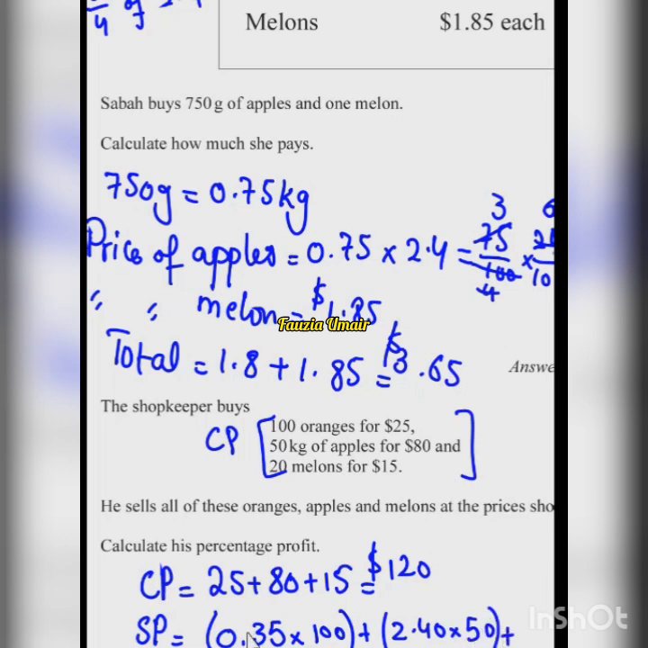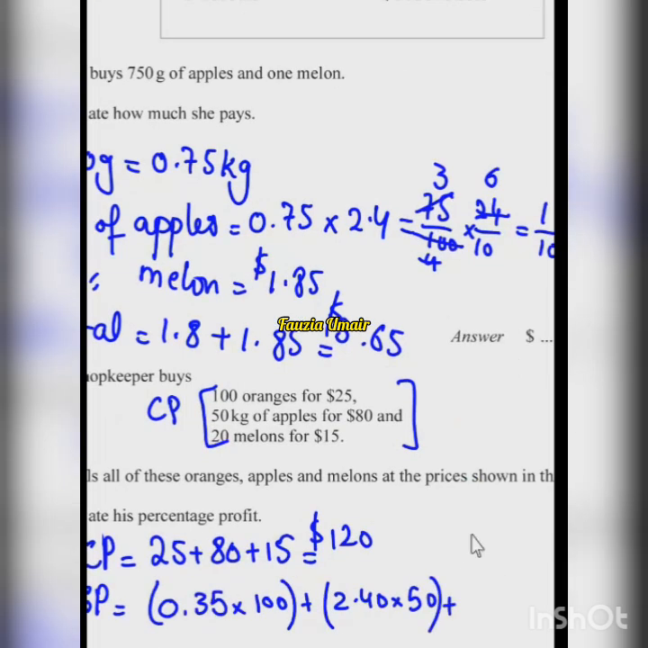We will know the sale price, and then we are having, you can see the sale price for melon was $1.85, and he's having 15 melons. So now we can just simply do the calculation. 0.35 multiplied by 100 is 35, plus 2.4 multiplied by 50. So we can simply multiply 2.4 with 5.